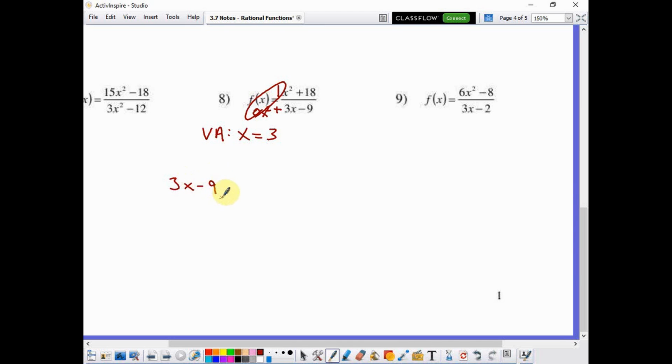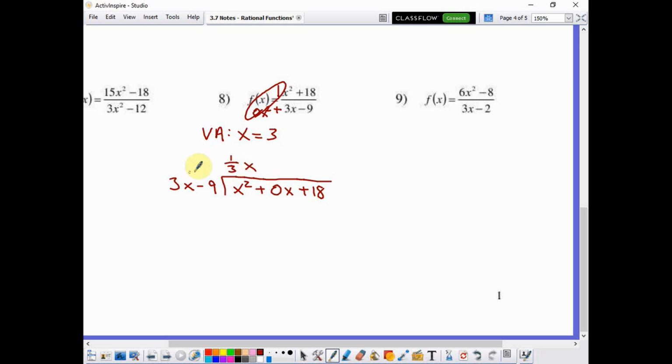3x minus 9 goes into x squared plus, now here's the trick, I've got to put in 0x. I've got to have all my descending powers. 0x plus 18. So x squared divided by 3x, that x is going to cancel. What I'm going to end up with is 1/3 x.